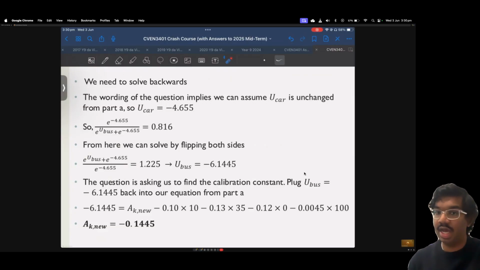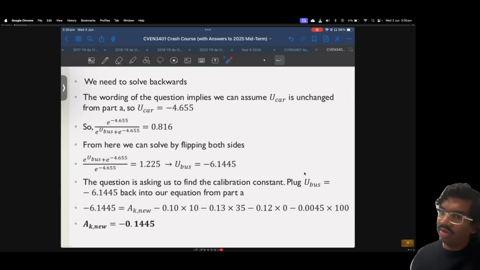But the question isn't asking us for the new utility of the bus. Like any subject, like maths, like everything, just make sure you read the question. It's asking us to find the calibration constant, okay? So plug utility of the bus back into our equation from part A.